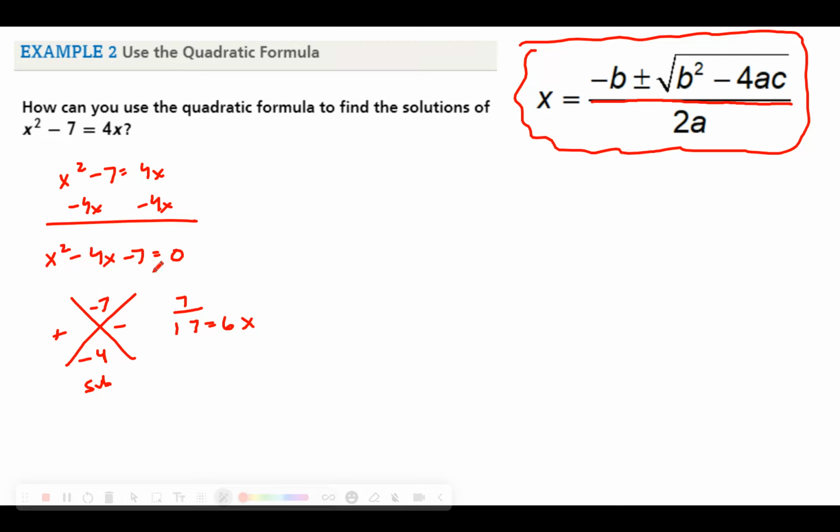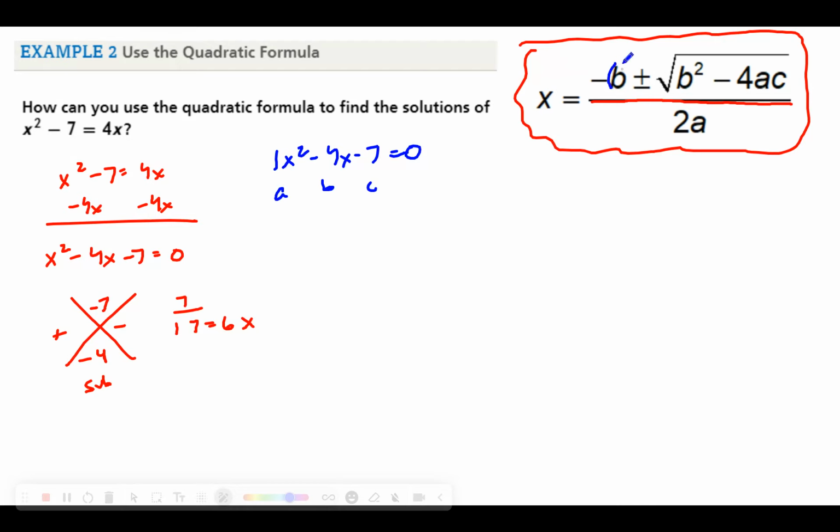So what we need to do is take our formula and our equation. I'll write it again here: x squared minus 4x minus 7 equals 0. Identify your a, b, and c. So the a value is 1, the b value is negative 4, and your c value is negative 7, right? If you want to write a equals 1, b equals, you can do that. It's fine. So now we're just going to plug the numbers in.